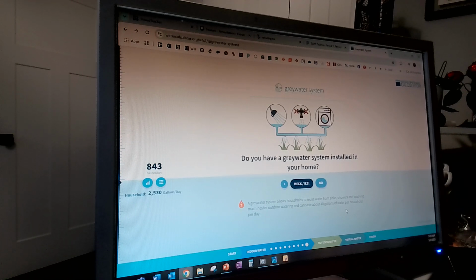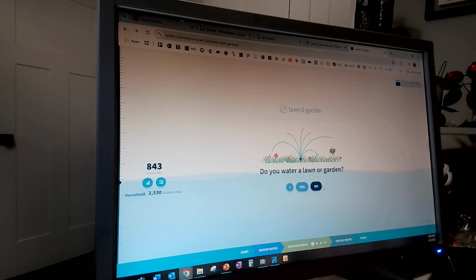So if you live in an apartment building, no. If you live in a single family home, probably not. It's not super duper common. It's one thing that I wish we more so had, but no, unfortunately we do not.